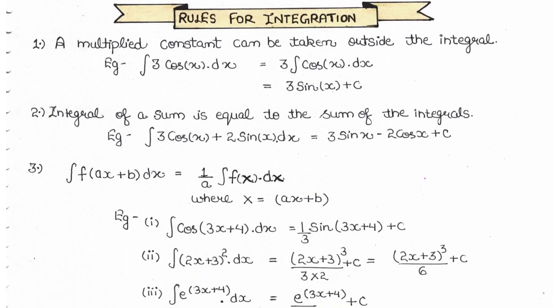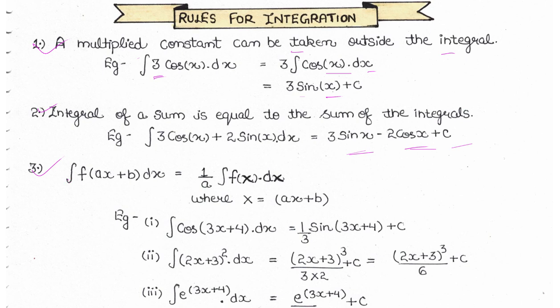Here we have some rules for integration. First rule: a multiplied constant can be taken outside the integral. As you can see here, integration of 3 cos x dx. 3 is a constant, so we take it outside the integration, that is 3 times integration of cos x dx, or 3 sin x plus c. Second, the integral of a sum is equal to the sum of the integrals. The integration of (3 cos x plus 2 sin x) dx is equal to 3 sin x minus 2 cos x plus c.